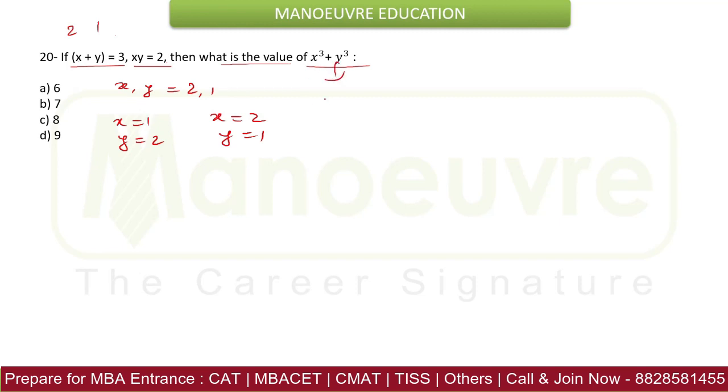This x cube plus y cube will be 1 cube and 2 cube, or 2 cube and 1 cube. The addition will always be the same, that will be 1 plus 8, that will be 9. So here option D will be the answer. So that was all about the analysis regarding the solutions of CMAT 22 quantitative aptitude.